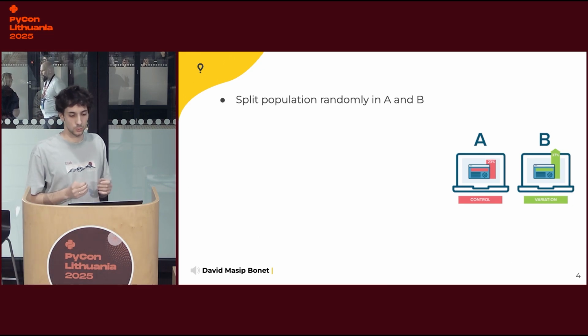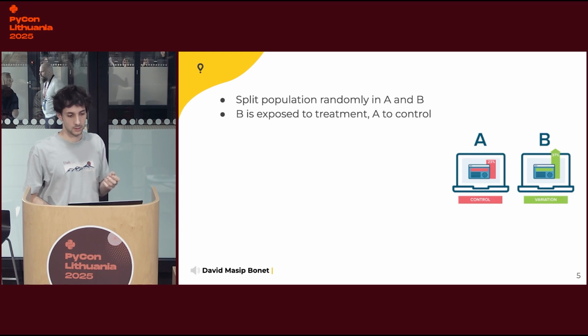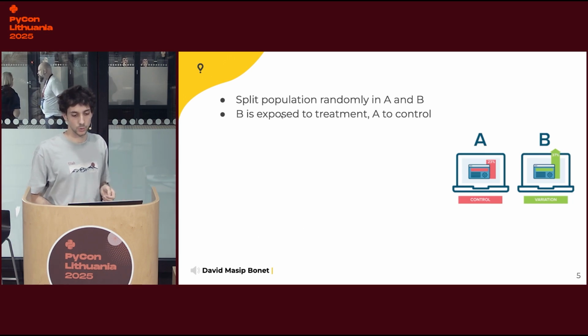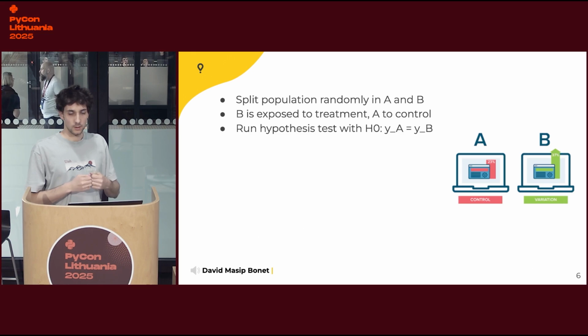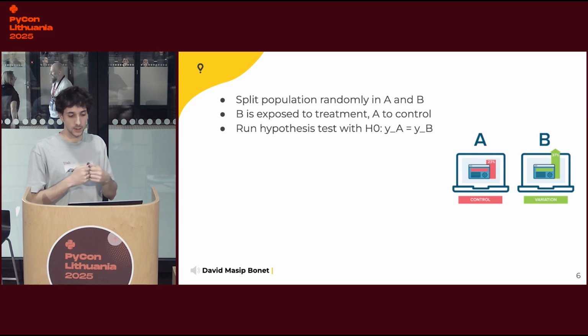These work in the following way. You split the population randomly. So you have some users that see this upsell banner, and some users that don't see the banner. This is what we usually refer to: users in B are exposed to the treatment, and users in A are exposed to control. Then you run the test, you collect data from users that saw the variation, and users who saw the control.